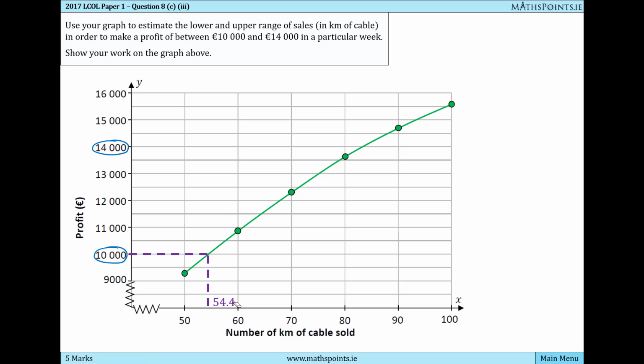There'll be a little flexibility in this answer, so anywhere 53, 54, 55, all of those values should be acceptable. For 14,000 euros profit, we would have to produce 83.6 kilometers of cable, and again a flexible amount would be allowed here, so between 82, 83, 84, let's say, kilometers of cable would roughly yield a profit of 14,000. So the answer to this question is a lower range of 54.4 kilometers of cable to make the 10,000 profit, and an upper range of 83.6 kilometers of cable to make the 14,000 euros profit.